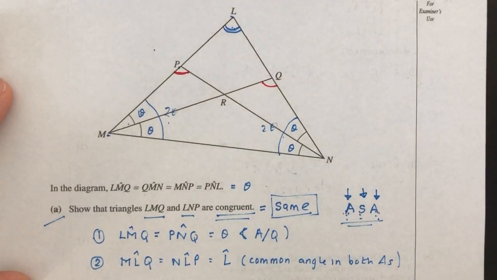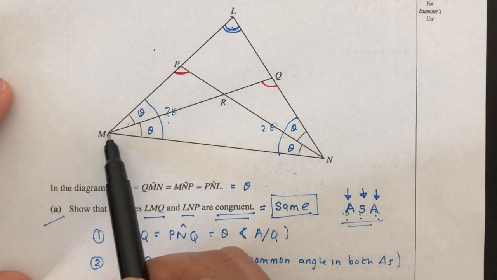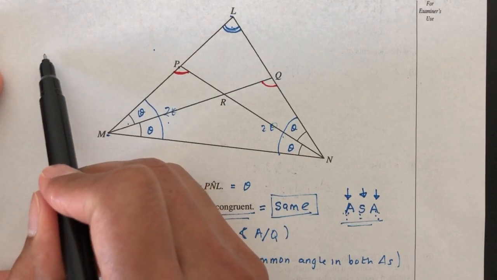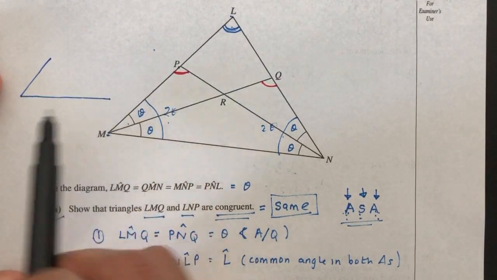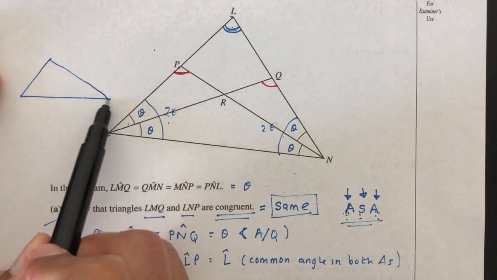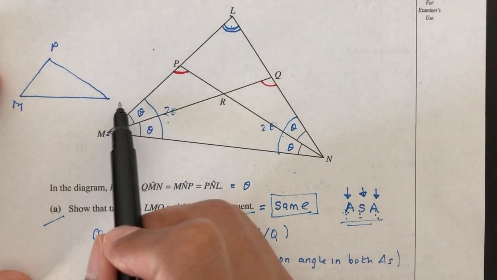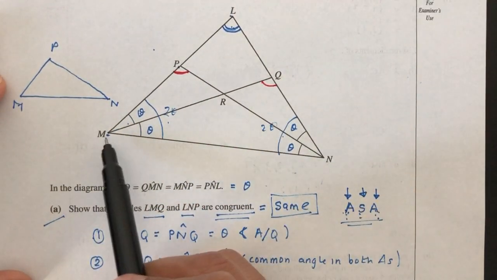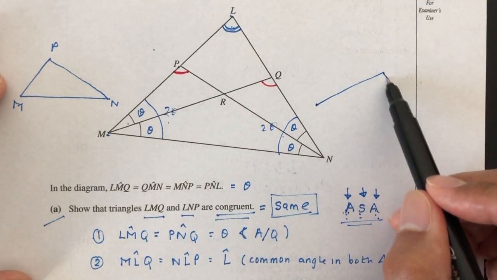So pretty easy. What I can do here is take triangle M, P, N out. So let's do that. M, P, that's one triangle, which is M, P, and N. And then I have to show this angle is equal. Let me take out this triangle, which is M, Q, and N.